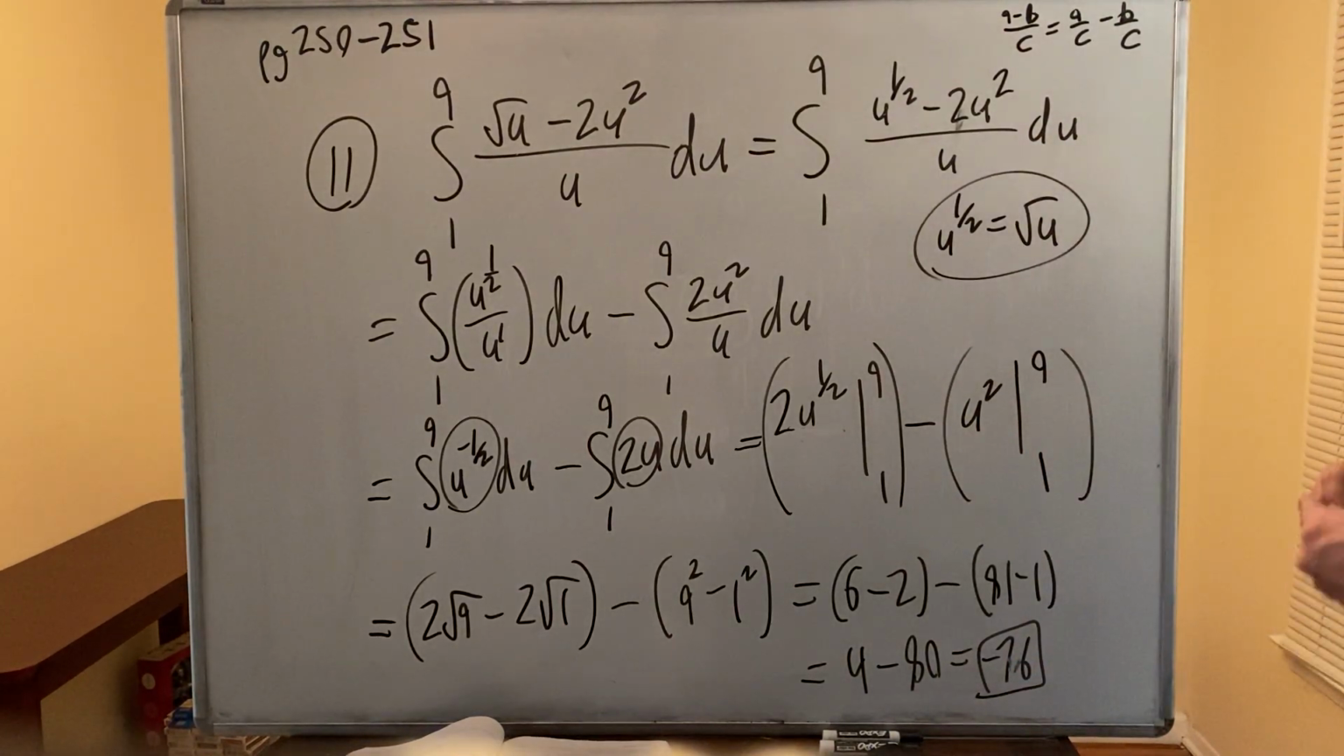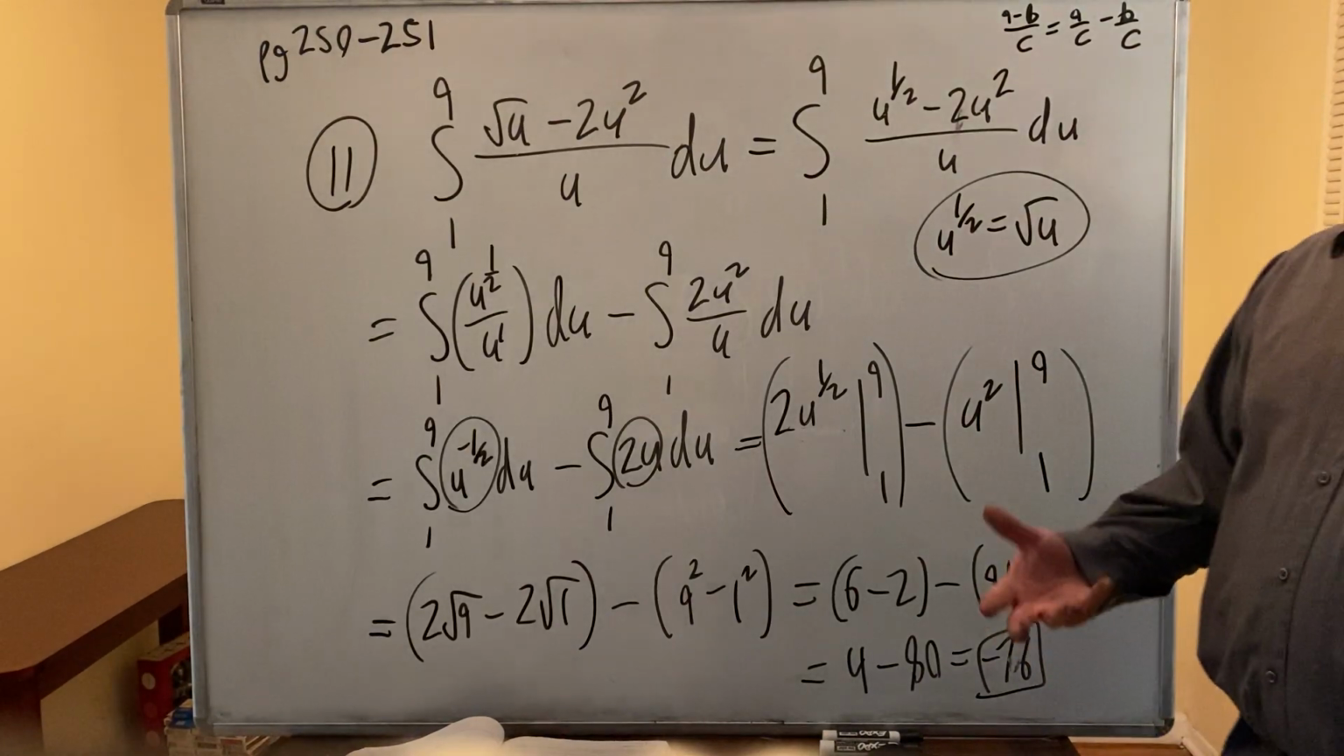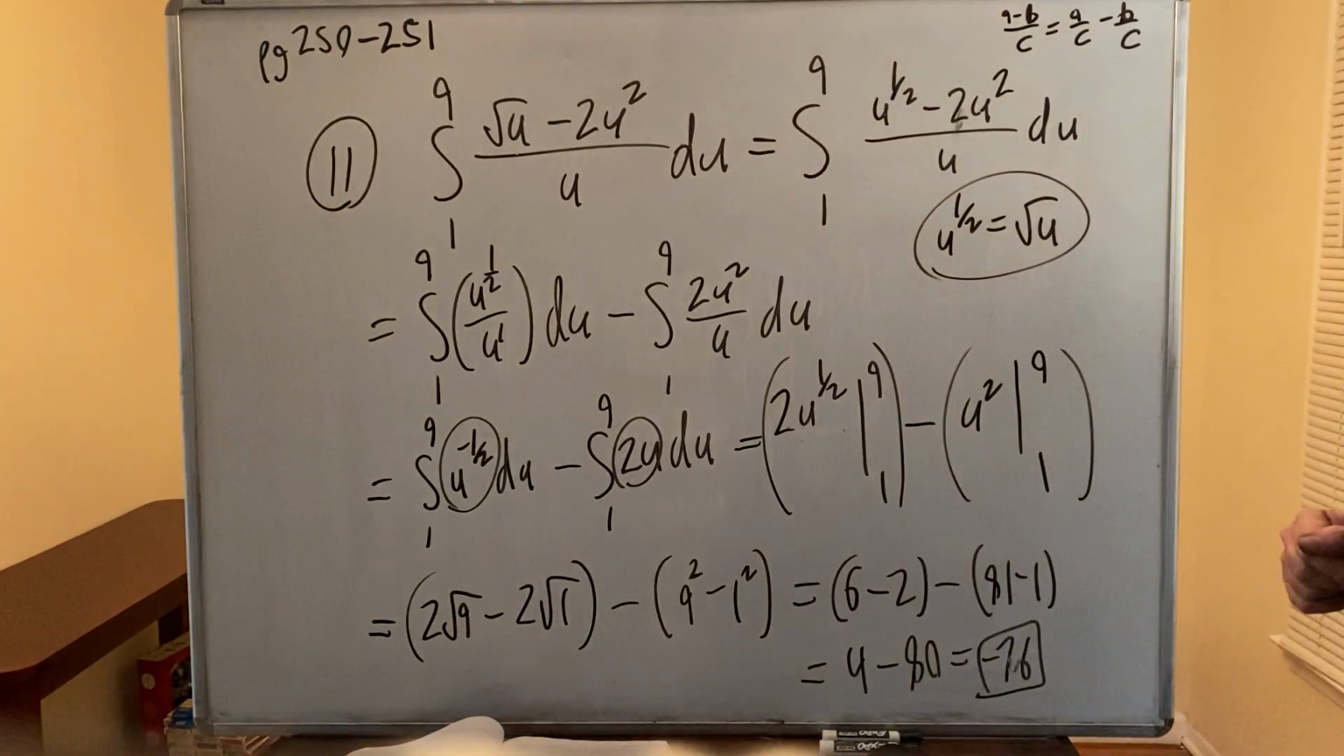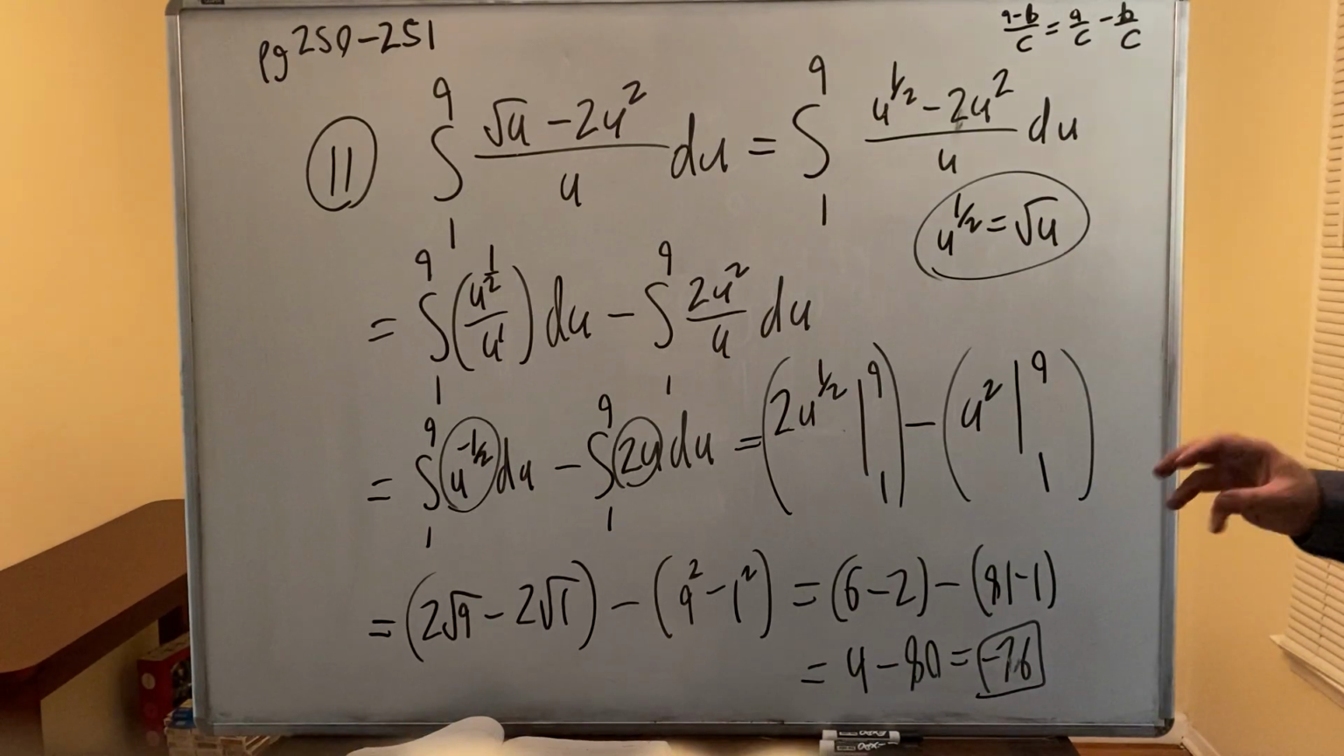All right, and so you can have a definite integral be a negative number because area is signed. What's above the x-axis is positive, what's below the x-axis is negative. Okay, so that's number 11.